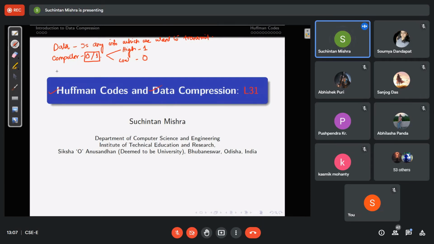So what is a bit? A bit is a binary digit. It can have two basic forms: either it can be 0 or it can be 1. So any data that is to be represented in a computer must be represented in the form of binary digits, also known as bits.